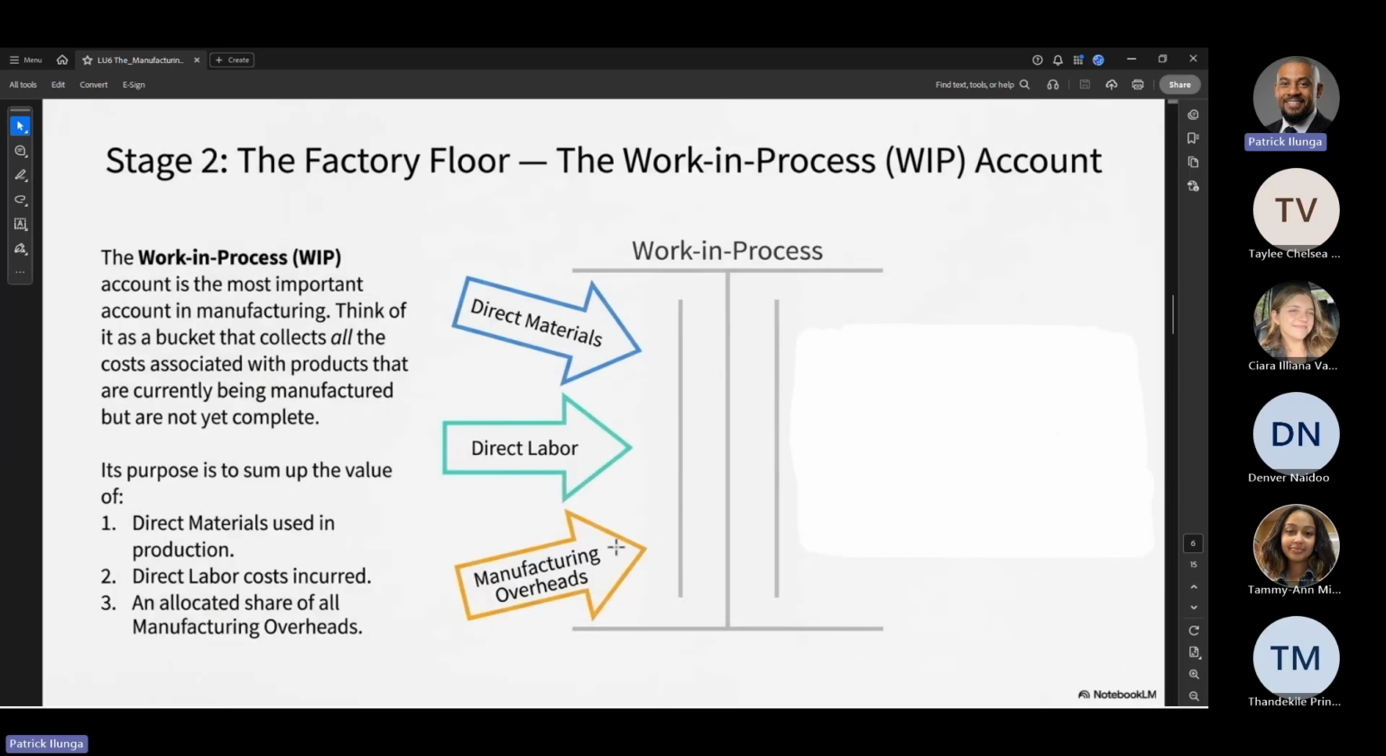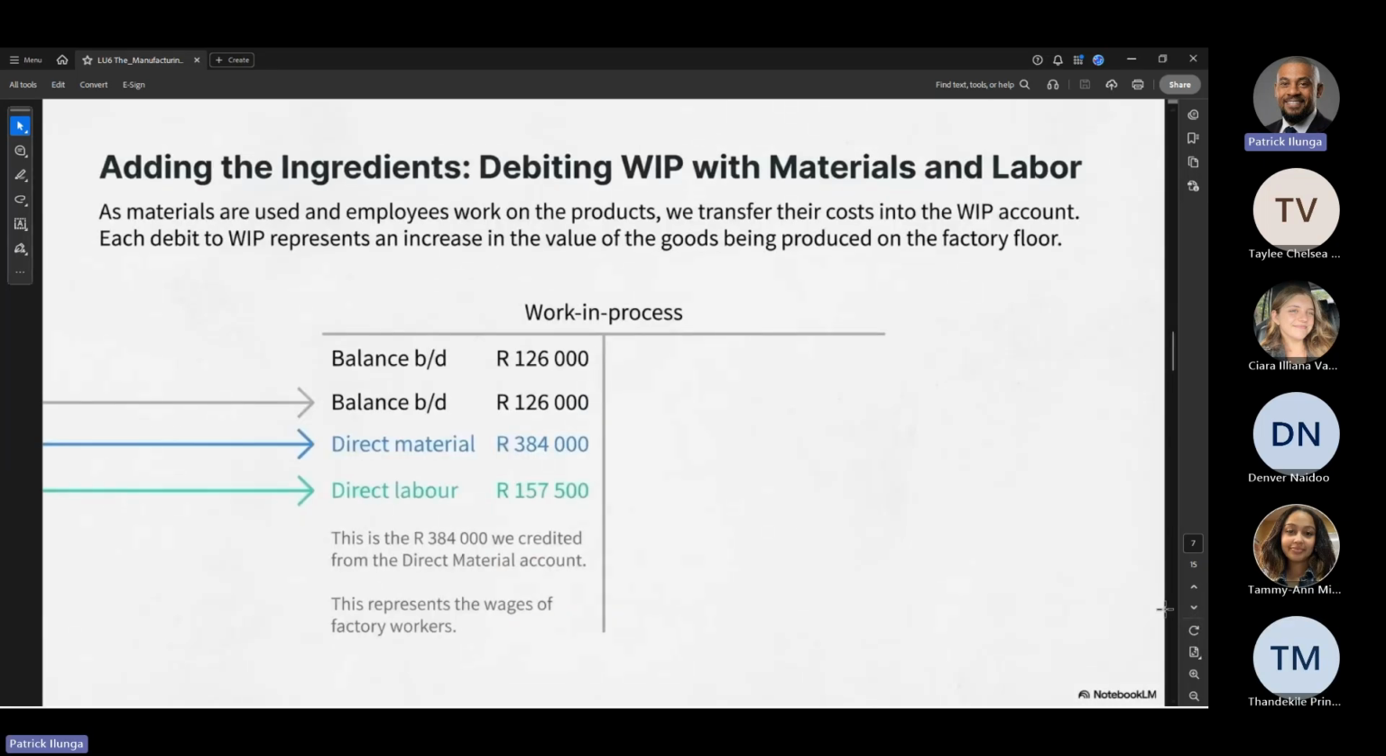So the work in process account is the most important account in manufacturing. Think of it as a bucket that collects all the costs associated with products that are currently being manufactured but are not yet complete. Very important. This is where the manufacturing is happening. That doesn't mean that the manufacturing is done.